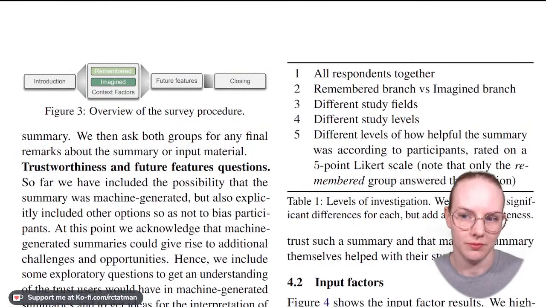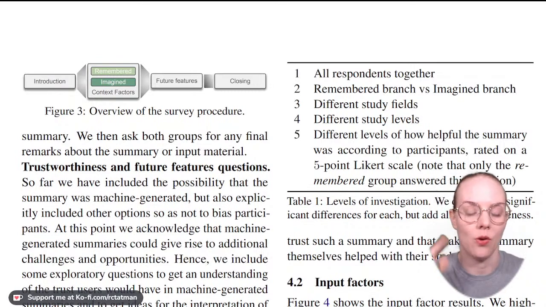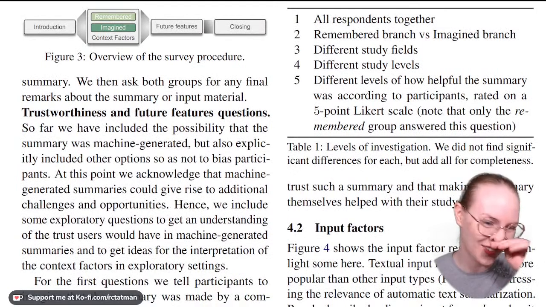So intro, and then splitting into the people who had an example that they were remembering or were just sort of imagining one, and then future features, and then closing. I'm not entirely sure. Oh, we haven't gotten there. I was like, I don't know what these future features are yet.